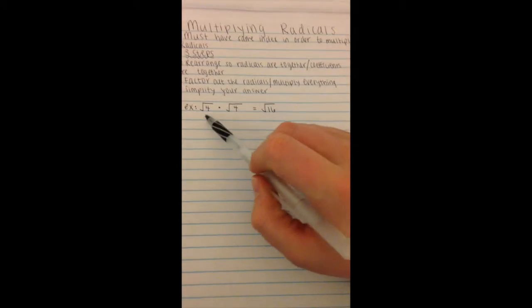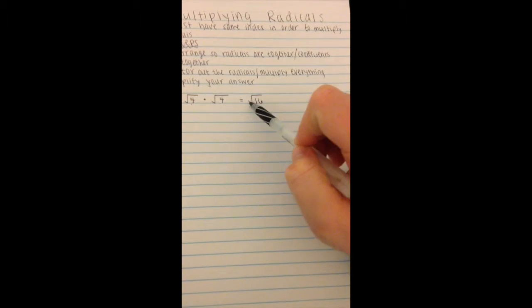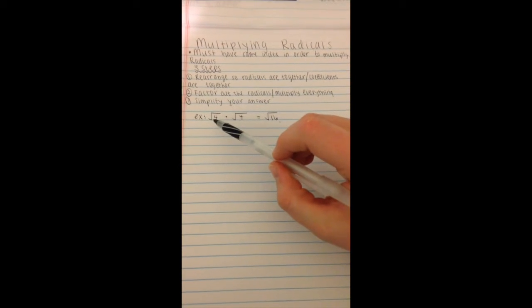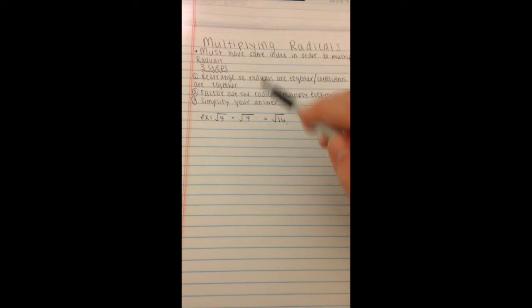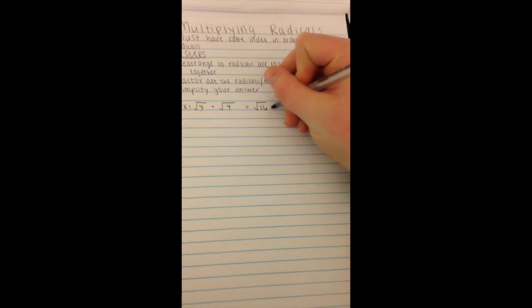So for example, you have the square root of 4 times the square root of 4 equals the square root of 16. Because the index is the same in both this radical and this one, you can just multiply the numbers underneath, which then become 4 times 4 is 16. So the square root of 16, which we know to be simplified as 4, leaves you with your final answer just being 4.